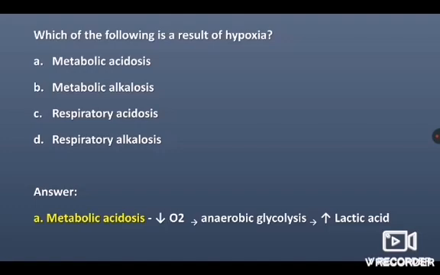When the oxygen concentration is low at the cellular level, that causes anaerobic glycolysis. The glucose will break down in the absence of oxygen, and the resultant is lactic acid, which increases. When the lactic acid concentration is increased, that results in metabolic acidosis.